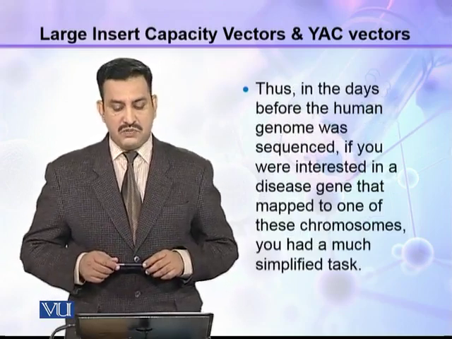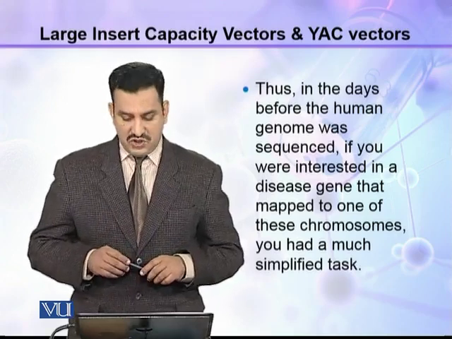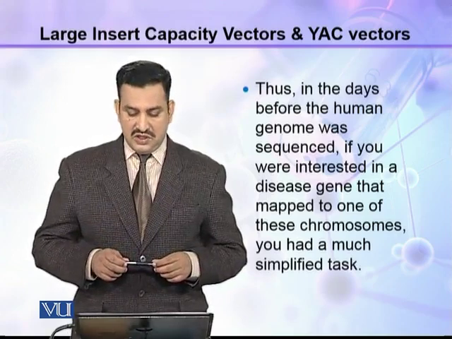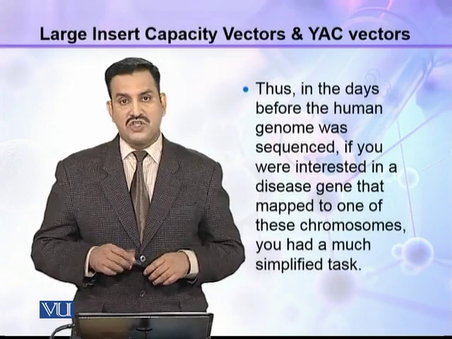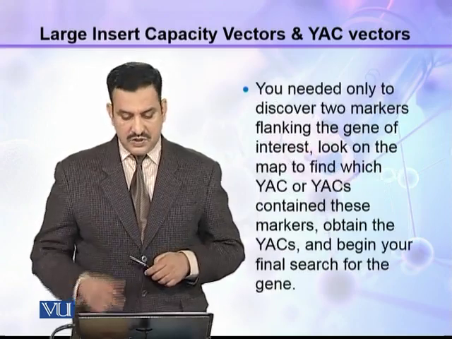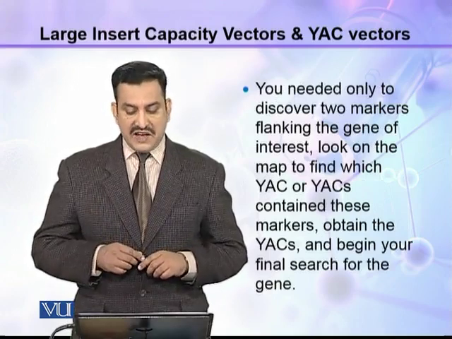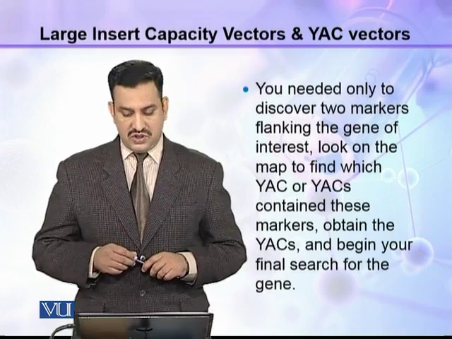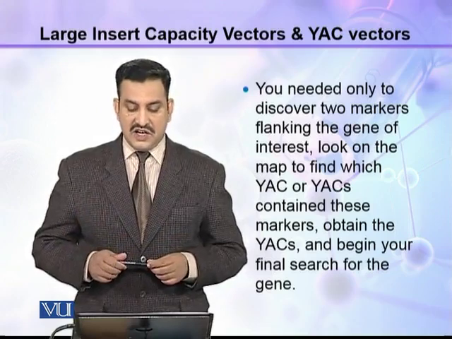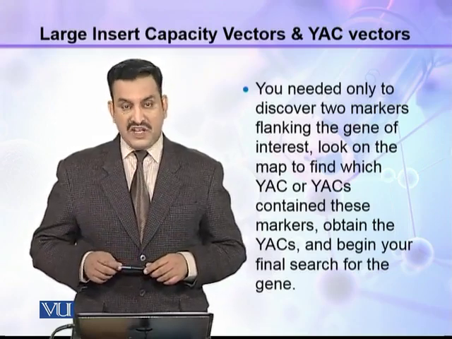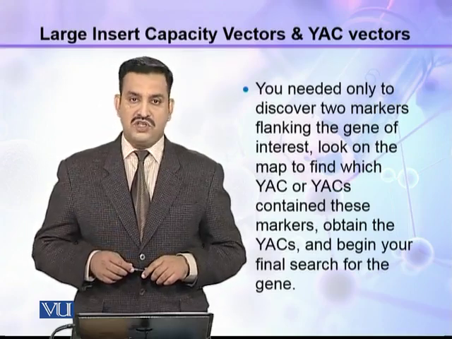Thus, in the days before the human genome was sequenced, if you were interested in a disease gene that mapped to one of these chromosomes, you had a much simplified task. You needed only to discover two markers flanking the gene of interest, look on the map to find which YAC or YACs contained these markers, obtain the YACs, and begin your final search for the gene.